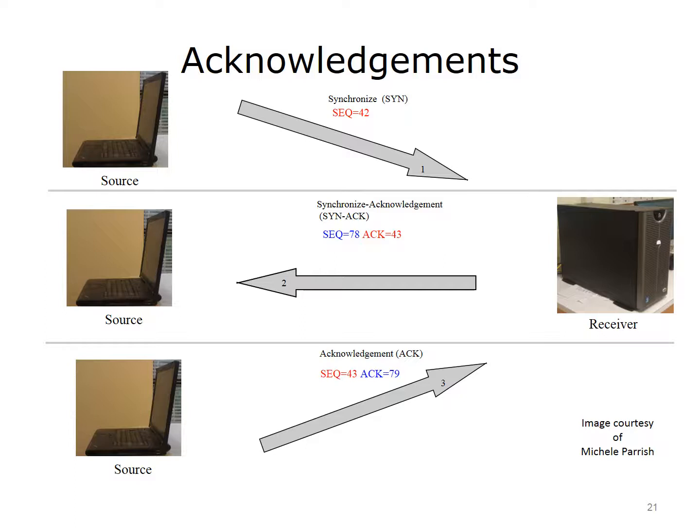Let's revisit the three-way handshake, but this time we will focus on sequence numbers and acknowledgments. The client initiates the connection by sending a SYN. The segment sequence number is set to a random value, A. In this case, the number 42.